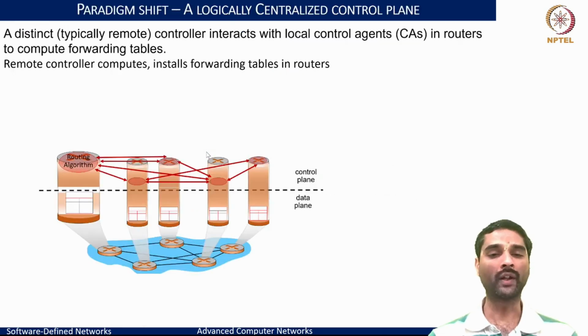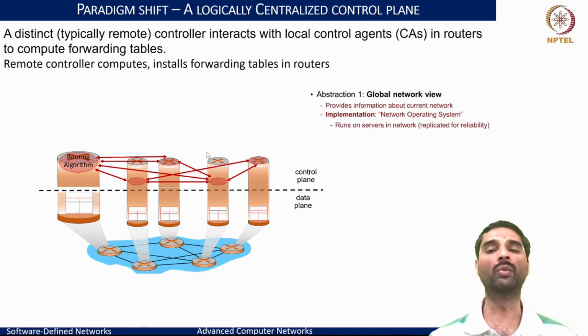Here, if we take the same base model, what we observed is that the control plane is all embedded within each of these devices. And hence the routing algorithms are all run locally on each of the devices. And our first abstraction in this case was to provide a global network view. That means we didn't want each of the routers to have a network view that is local to itself, but a view that is common across all of these routers.